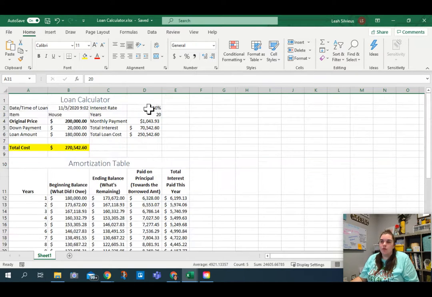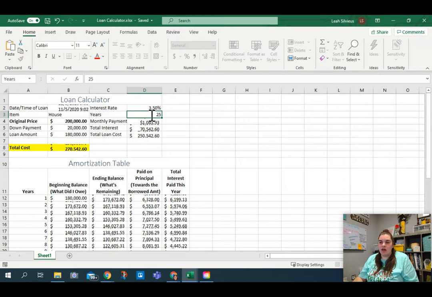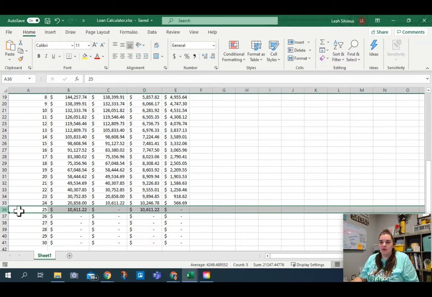So let's test this out. What if I got a 25-year loan? So I go up here to the years, change it to 25, hit enter, it goes all the way to 25 and stops. Beautiful, right? It's kind of cool. I mean, if you think about it, it really is cool on how much you have for all of this, right?